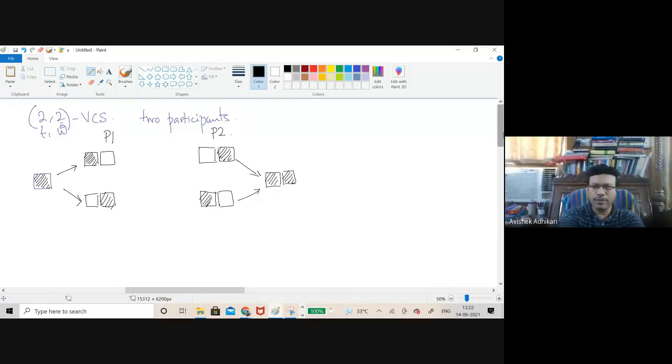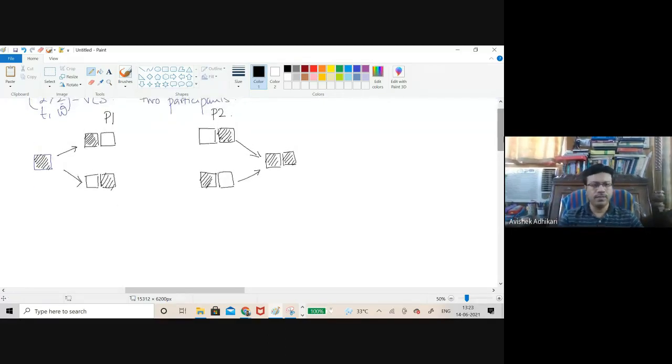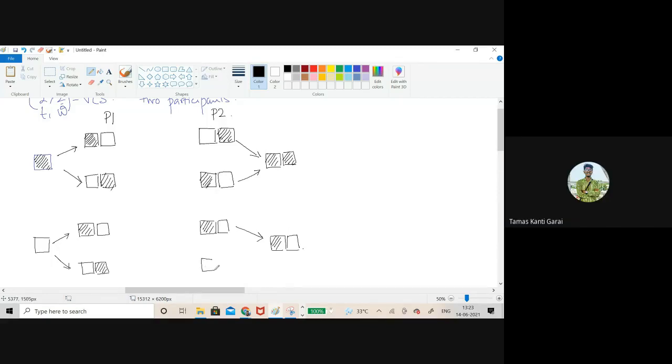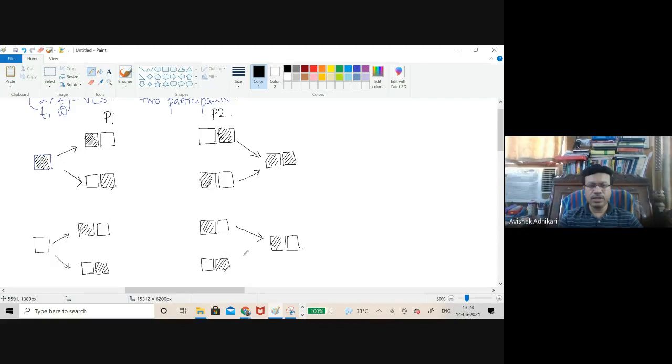Now what about a white pixel? For white, the first participant will be given 1 black, 1 white, and the second participant is also given 1 black, 1 white. When they superimpose, what will they see? 1 black, 1 white. Now this can also be done by 1 white, 1 black. So what should I put here? First white, then black; white, then black. So when they superimpose, they will see 1 white, 1 black.